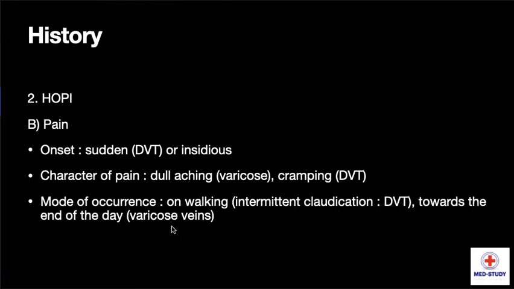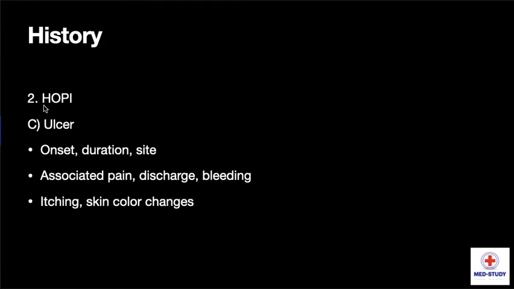On walking, that is intermittent claudications as seen with deep vein thrombosis, or towards the end of the day as seen in varicose veins. Now coming to ulcer, we have to know the onset, duration and site of the ulcer, associated pain, discharge and bleeding, itching, skin color changes, etc.